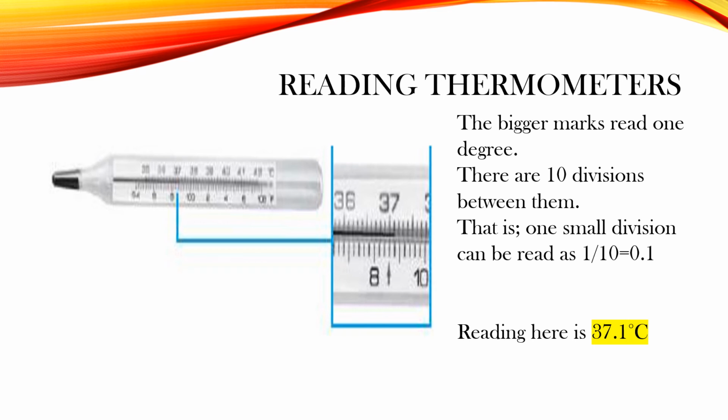But it is not always the case. Sometimes there are only 5 small divisions between two bigger marks. In that case, each division will be 1 by 5, that is 0.2. So the reading will be 37.2 if it was 5 small divisions.